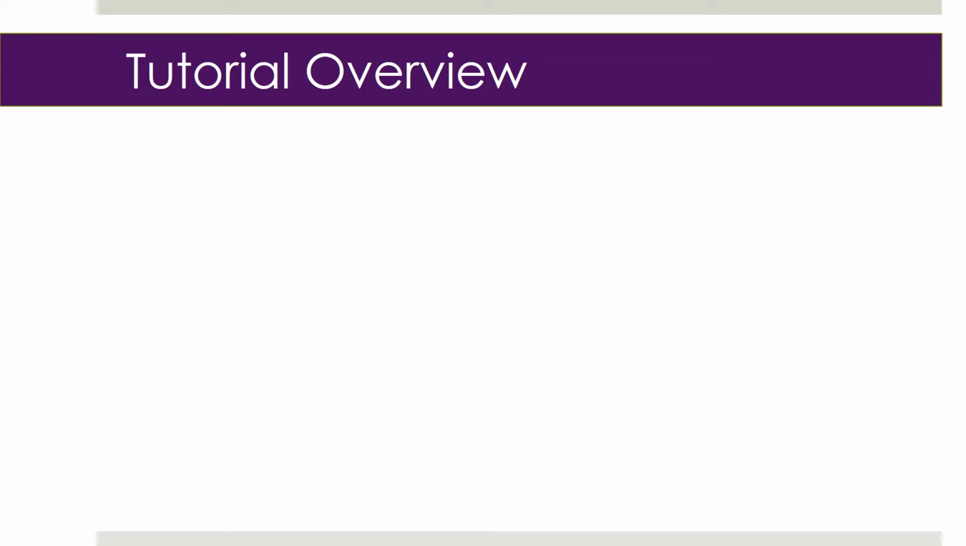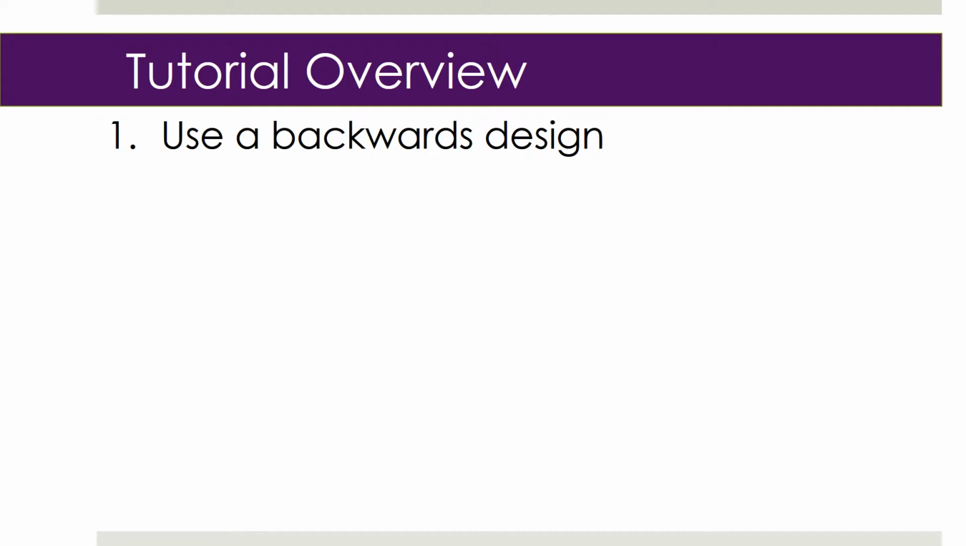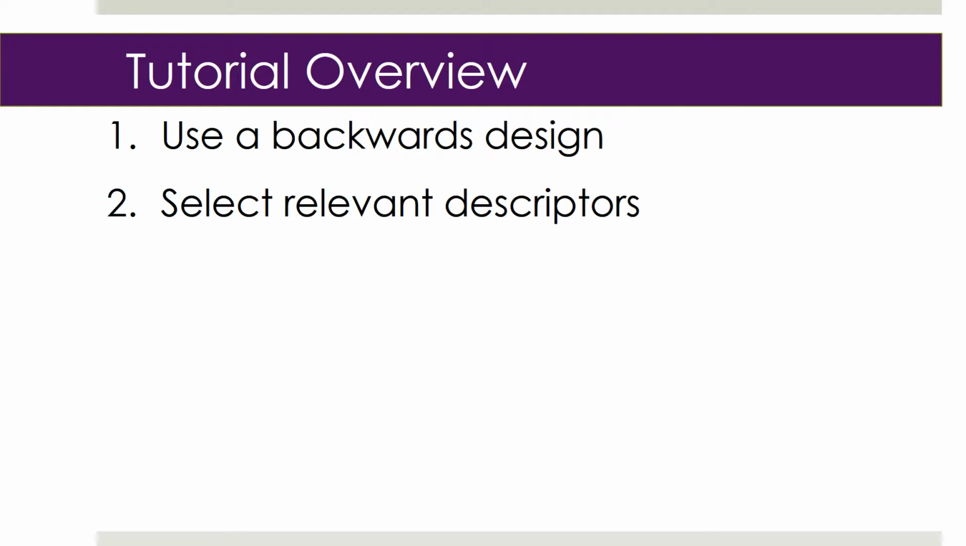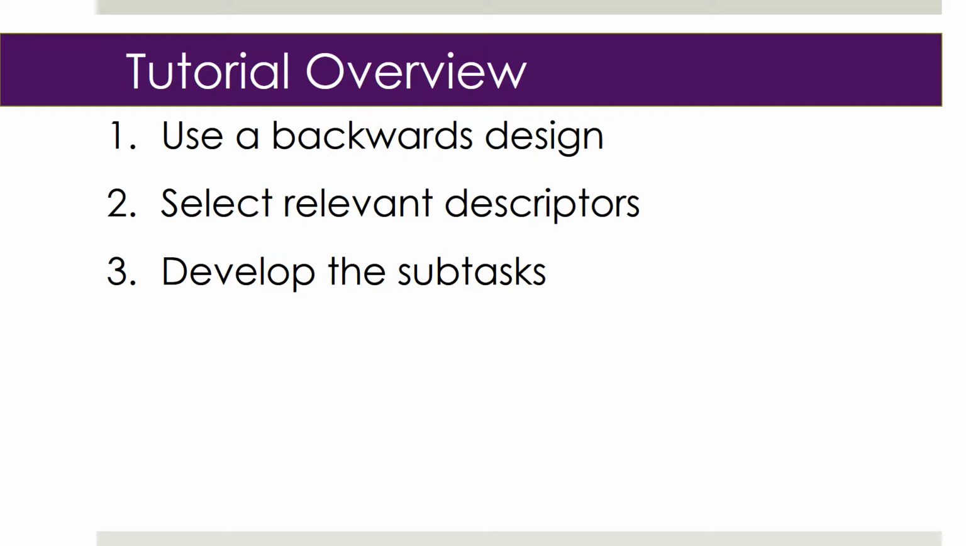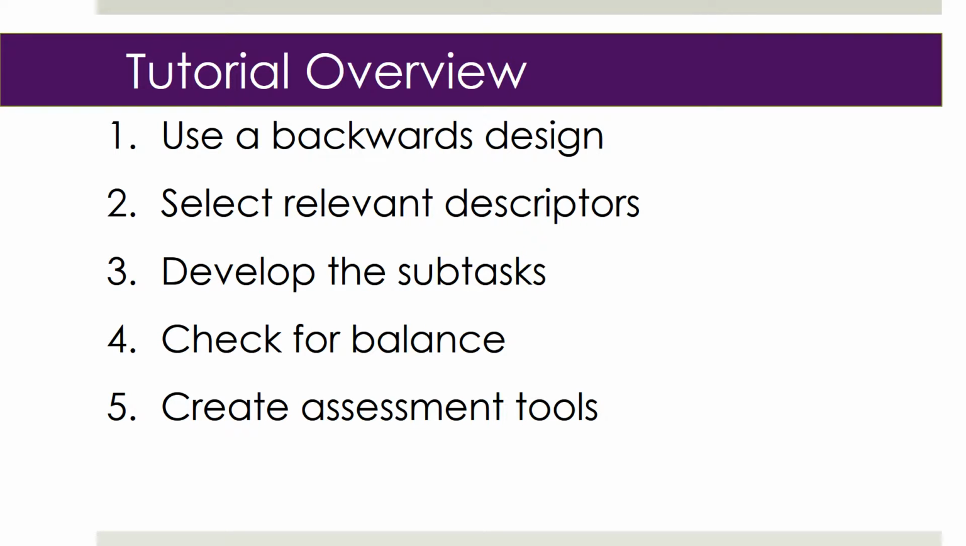In order to complete the task template, we recommend that you follow these 6 guidelines. First, begin by using a backwards design. Second, select the relevant descriptors for your task. Third, develop the subtasks and lesson plans. Fourth, check the task to ensure that it is balanced. Fifth, create your assessment tools. Finally, review the task for completion and coherence. We will be looking at all 6 of these steps in depth, starting with step 1.